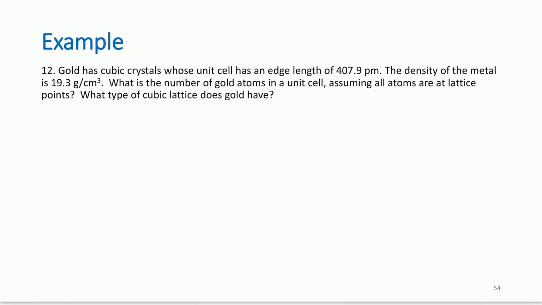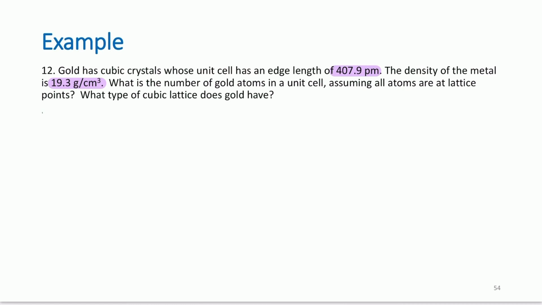And our last example. Gold has cubic crystals whose unit cell has an edge length of 407.9 picometer. The density of the metal is 19.3 grams per centimeter cubed. What is the number of gold atoms in a unit cell, assuming all atoms are a lattice point, and what type of crystal or cubic lattice does gold have? Okay, so let's see. We know our edge length is 407.9 picometer. We know density is 19.3 grams per centimeter cubed. We also know it's cubic.